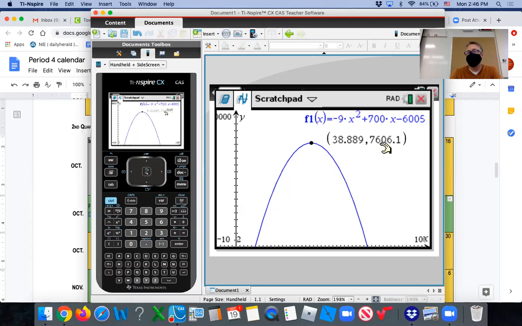I make $7,606 if I make 39 widgets. If I make less than 39 widgets, I make less money, maybe because I don't have enough to sell, or maybe because it costs too much to produce them also.